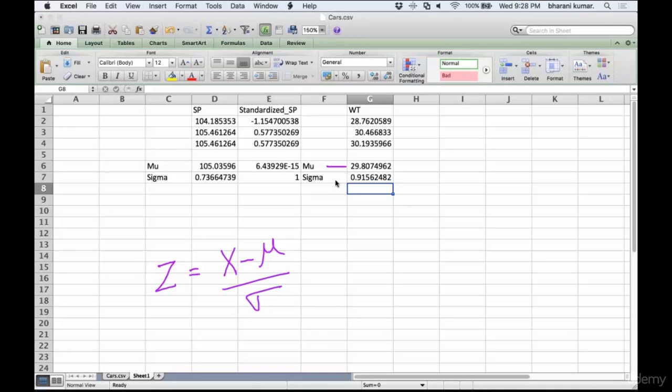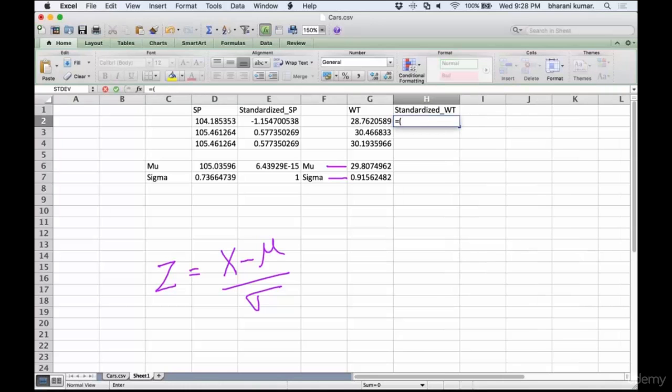You calculated mu and you calculated sigma there. Let me type this as standardized weight, and the formula is X minus mu over sigma. X is a random variable, by the way, which takes 3 values. So if you want me to expand this, this is x1 minus mu by sigma, x2 minus mu by sigma, and this would be x3 minus mu upon sigma.